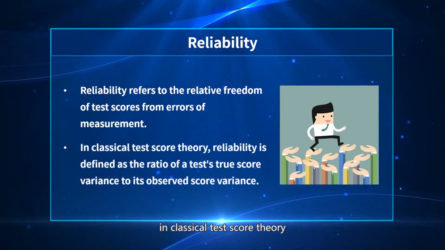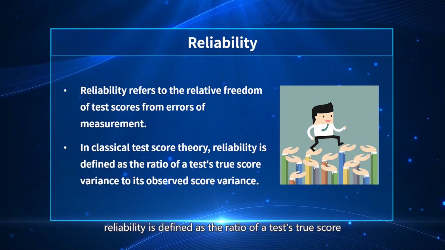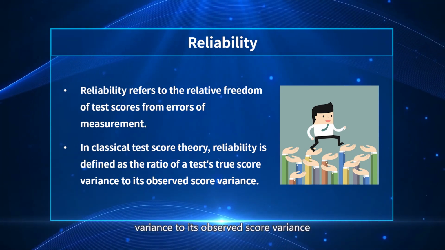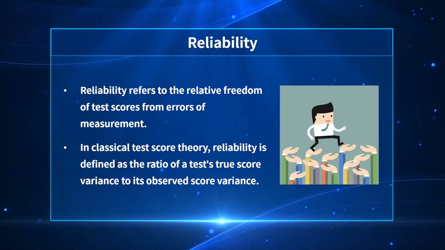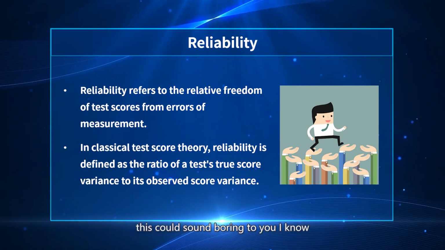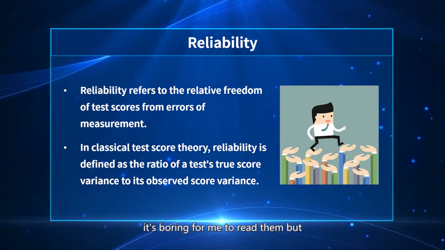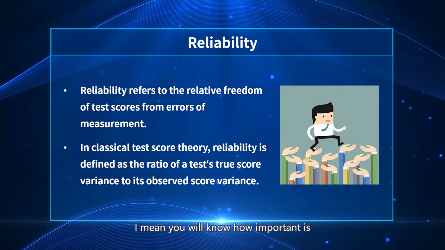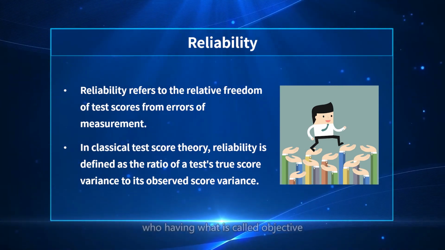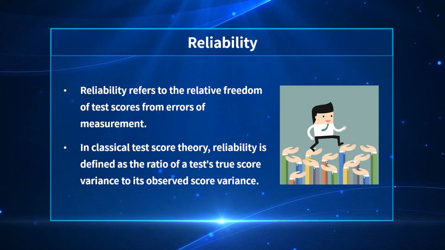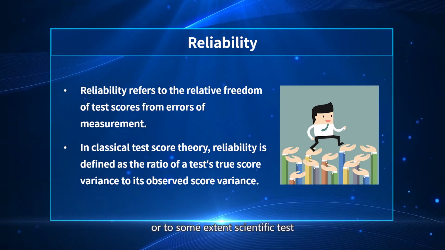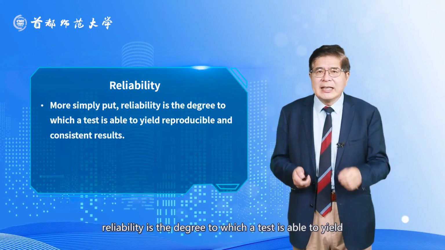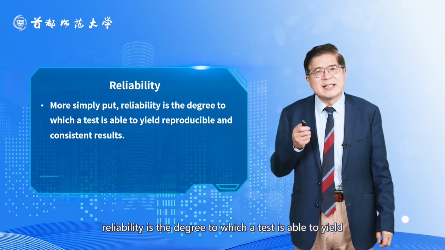In classical test score theory, reliability is defined as the ratio of a test's true score variance to its observed score variance. This could sound boring to you, I know. It's boring for me to read them, but once you know about them, you will know how important it is for having what is called an objective, or to some extent, scientific test.